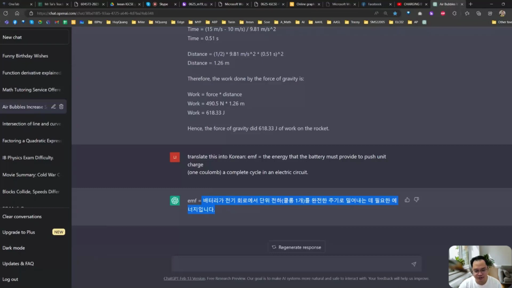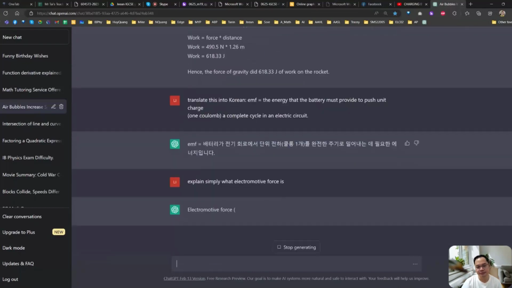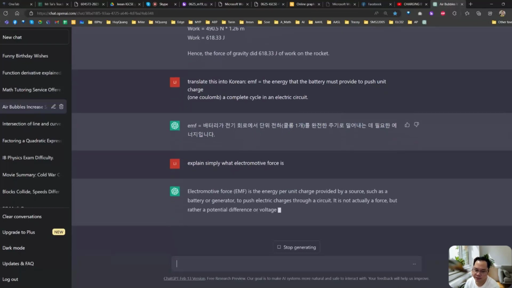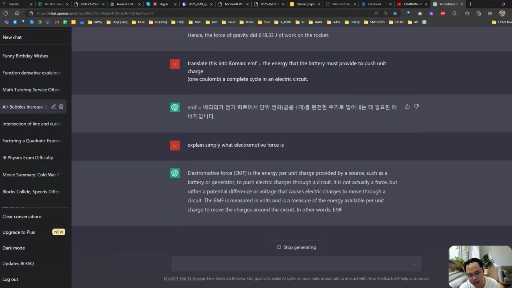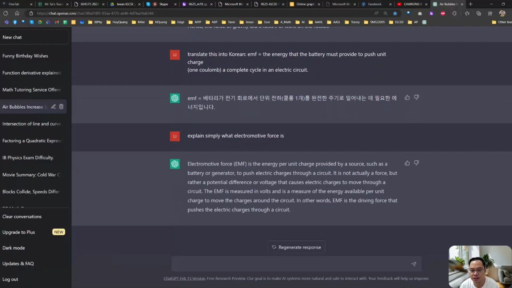Okay, let me ask another question. Explain simply what electromotive force is. Electromotive force, EMF, is the energy per unit charge provided by a source such as a battery or generator to push electric charges through a circuit. It is not actually a force, but rather a potential difference or voltage that causes electric charge to move through a circuit. Basically the same idea, but just a longer expression.